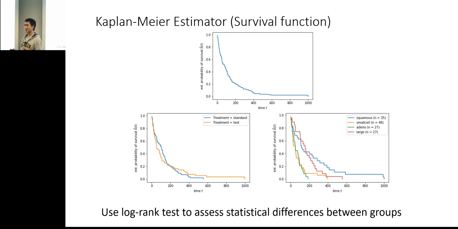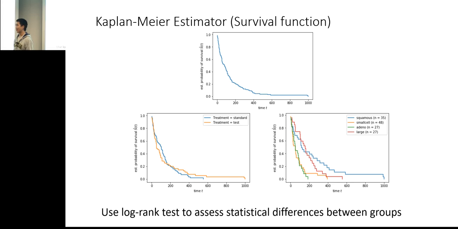If you want to, you can also make it a little bit fancier. Let's say you have four different cancer types here. You want to see if there's any differences in survival probabilities between the four groups. Then you can plot them out and say, oh, the green guys die out a lot sooner than the blue guys. Actually, it says adenocarcinoma and squamous cancer.